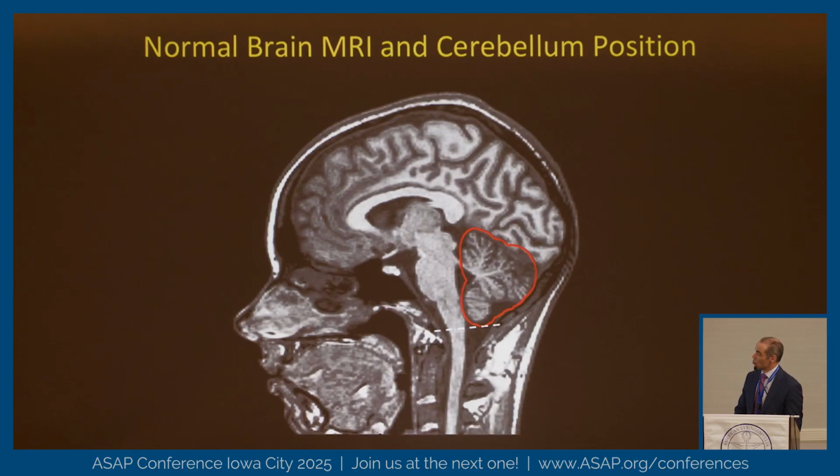This is a normal brain MRI and cerebellum position, and I'm denoting here this white line is the opening of the foramen magnum. Below this is the spinal canal, and everything in the brain should stay above this white line. So this is the cerebellum here, and you can see it's positioned above that.